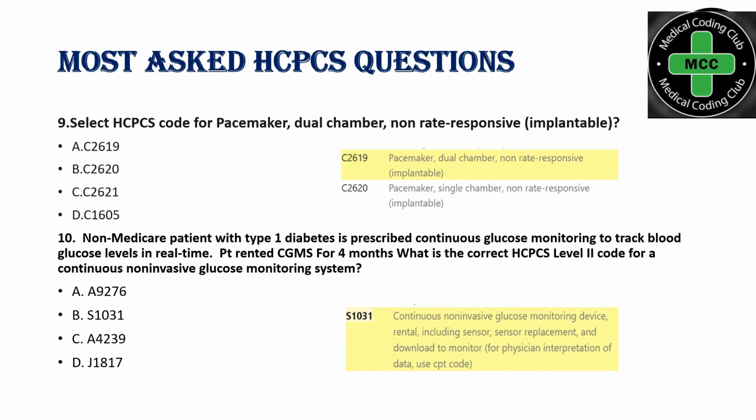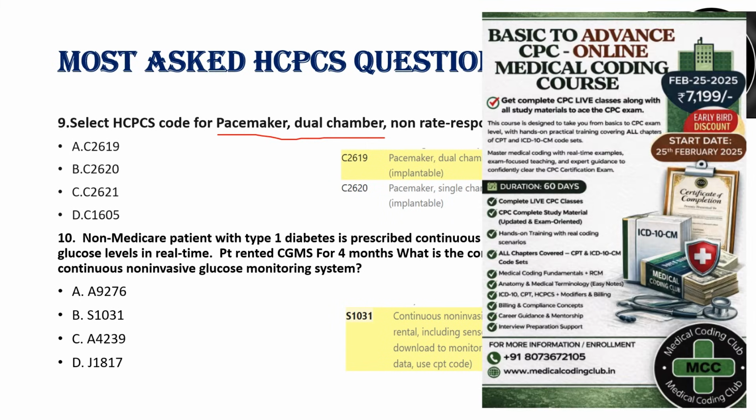So here the question is about pacemaker dual chamber. First you need to be aware of the difference between single chamber and dual chamber. Single chamber pacemaker means they will insert an electrode into only one chamber, like the right ventricle. Coming to dual chamber, here they'll utilize two chambers, the right atrium and right ventricle. So we will consider it dual chamber as two chambers have been utilized.